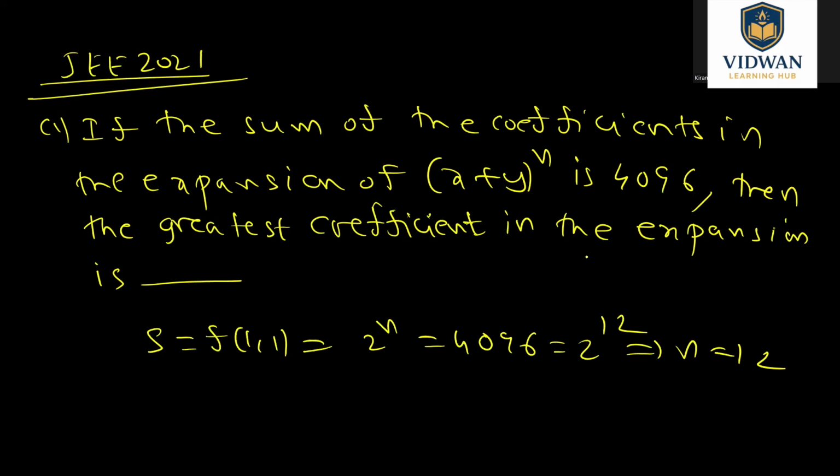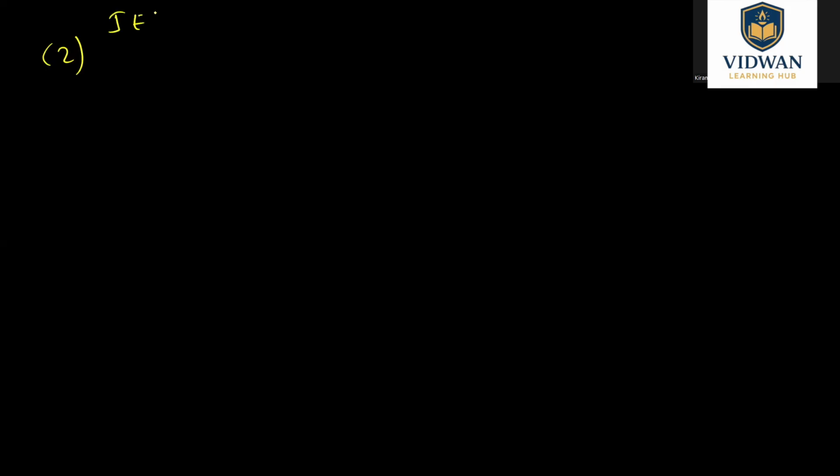And you know that the greatest coefficient will be the coefficient of the middle term. So I'll write the greatest coefficient, short form GC, equal to, for the middle term, what is the coefficient if n is even? nC n by 2, because n is 12, which is even. So 12C6. So the answer must be 12C6. You can calculate and write the answer. For n odd, what is the formula? nC (n minus 1) by 2 or nC (n plus 1) by 2. For even, nC n by 2 is the formula. So this is from JEE 2021.